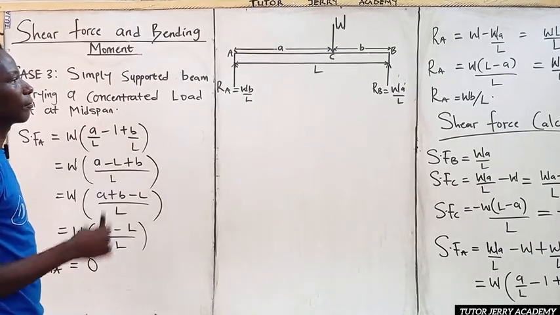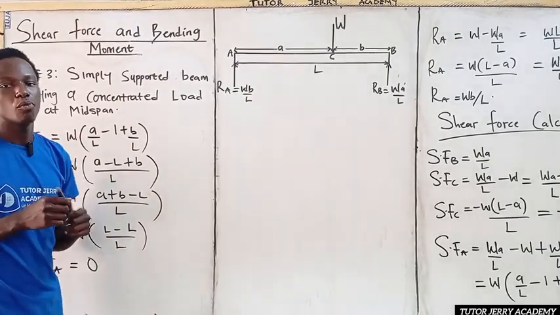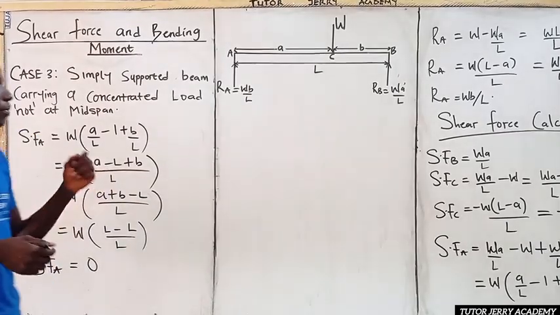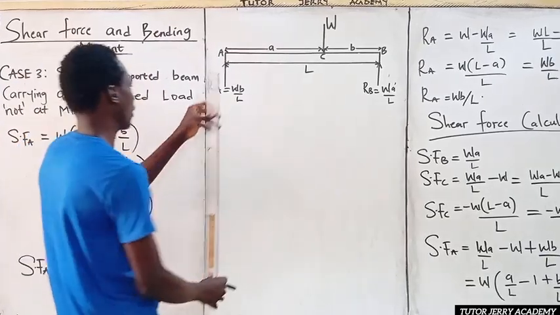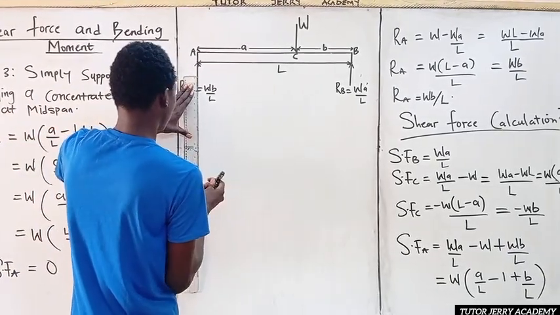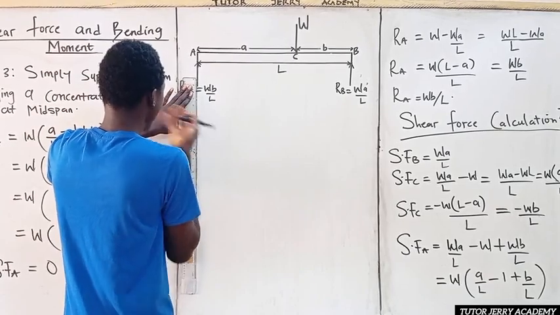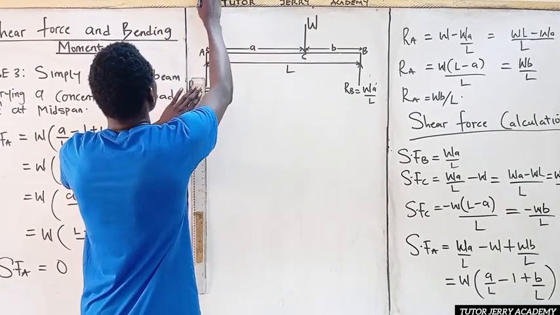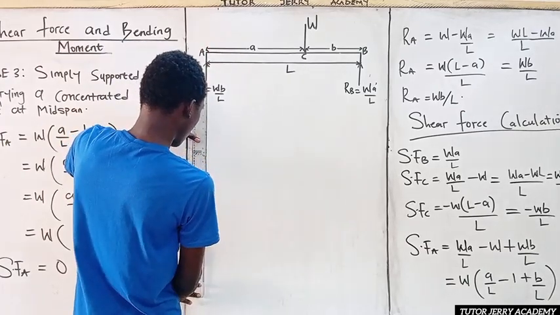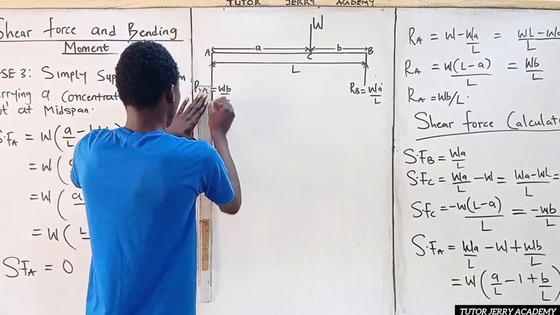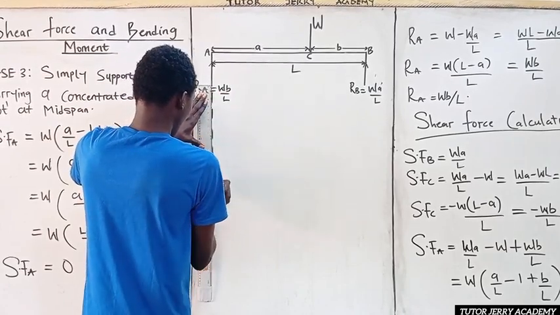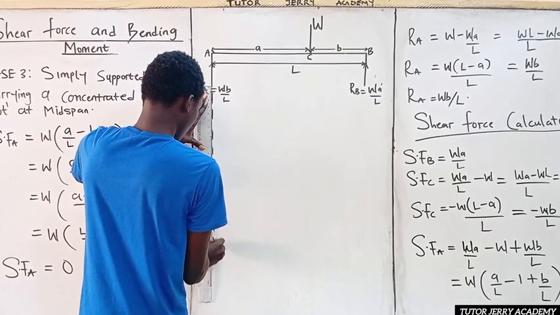So next, let's solve for the bending moment calculation. We calculate our bending moment values. Let's draw the shear force diagram. So I'm going to be drawing down my dotted line from every point there is a force or load. So this is what we have.